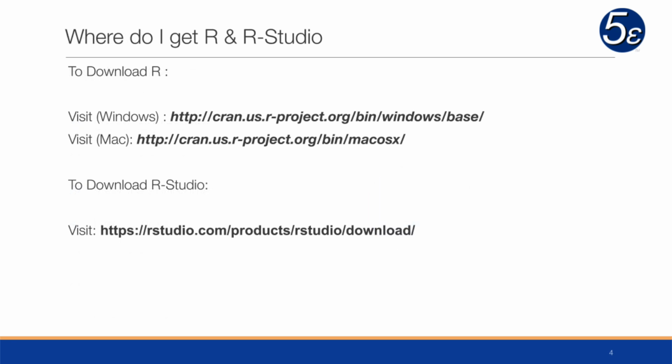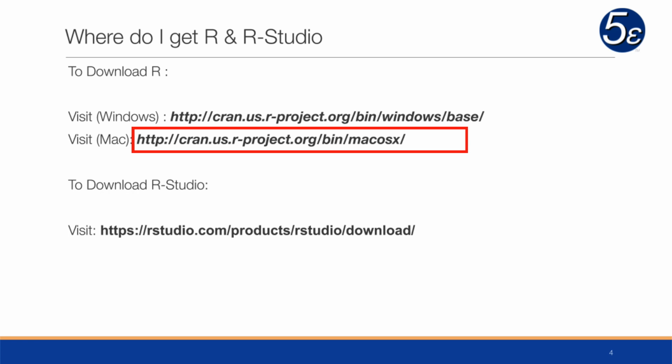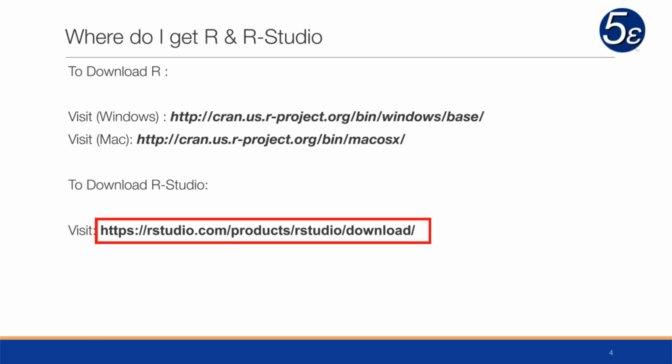Now, to get R and RStudio, for Windows, you can visit this link here. And for Mac, you can visit this link. It's important to note that for Mac, you'll have to actually follow some of the instructions because in order to run plots, you will need to download the version of XQuartz. For RStudio, once you have R, you can download the latest version by coming to this link, and you can download the version for your computer.